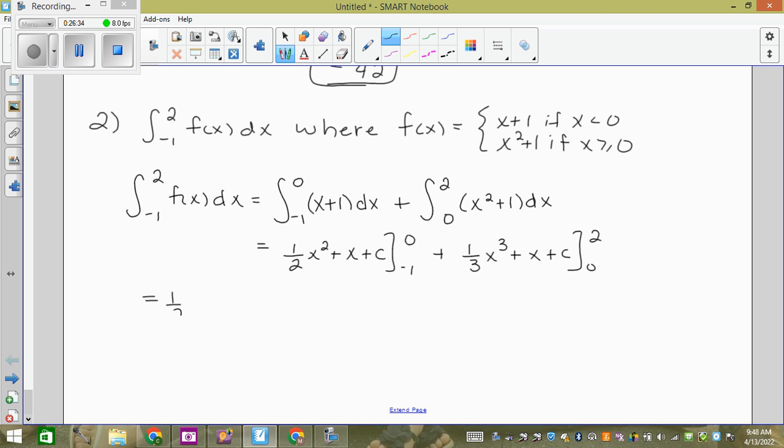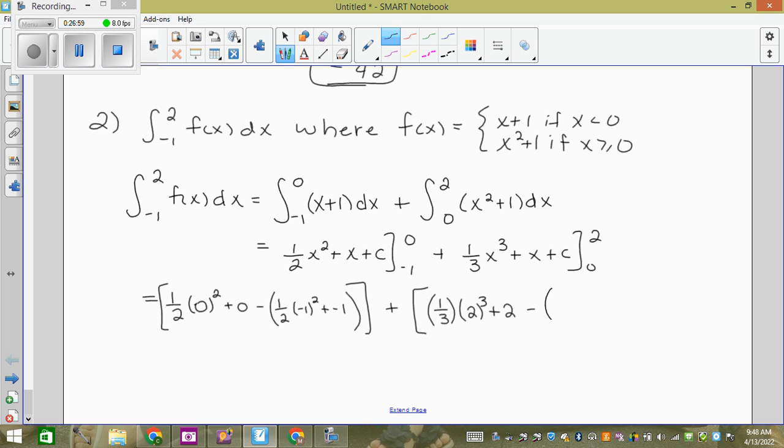So we're going to get 1/2 times 0 squared plus 0, minus 1/2 times -1 squared plus -1. So it's that one. And then here we're going to get 1/3 times 2 cubed plus 2, minus 1/3 times 0 cubed plus 0.